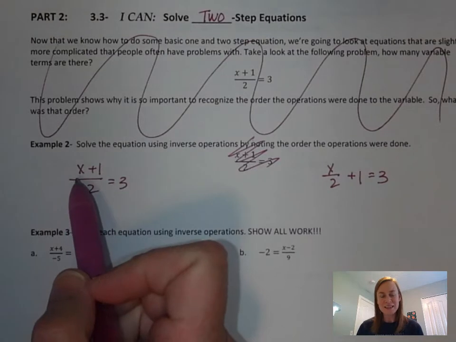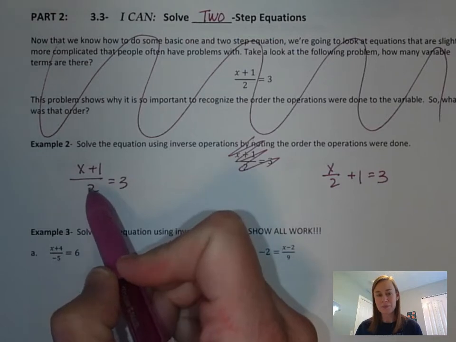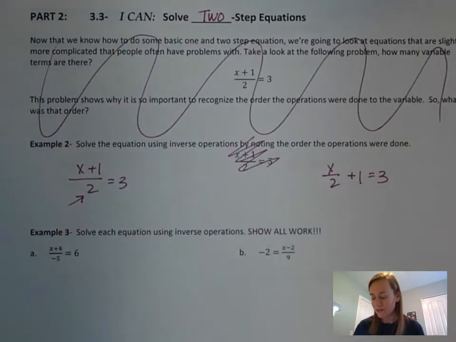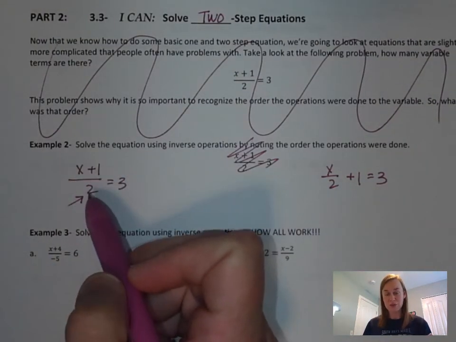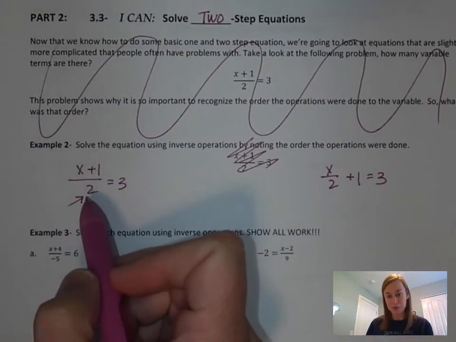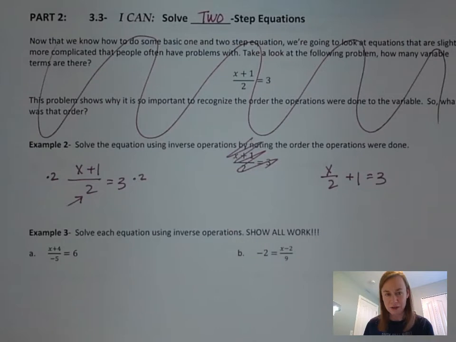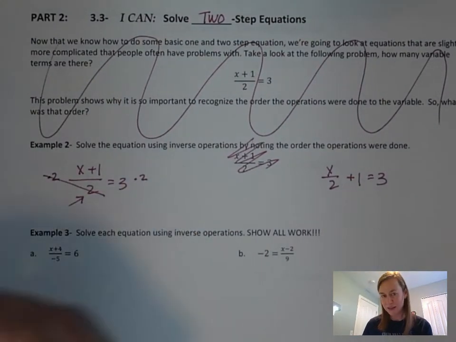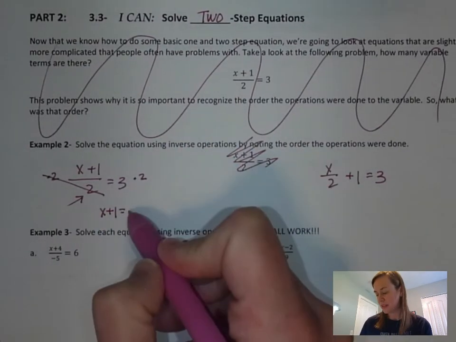When you have something that looks like this, where there's a bunch of stuff together on top of the fraction and then a number down in the bottom, this is the number that you're going to get rid of first. We've got to get rid of the 2. How do we get rid of these numbers? We're going to use inverse operations. X plus 1 is being divided by 2. So what's the inverse operation of division? Multiplication. That means we can get rid of the 2 by multiplying through by the 2. So I'm going to write times 2 here, and times 2 over here. These cancel, leaving us with x plus 1 equals 3 times 2 equals 6.